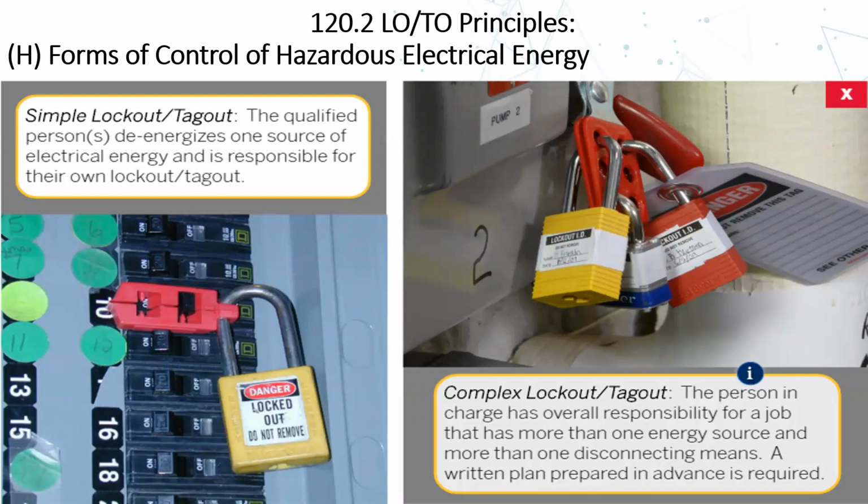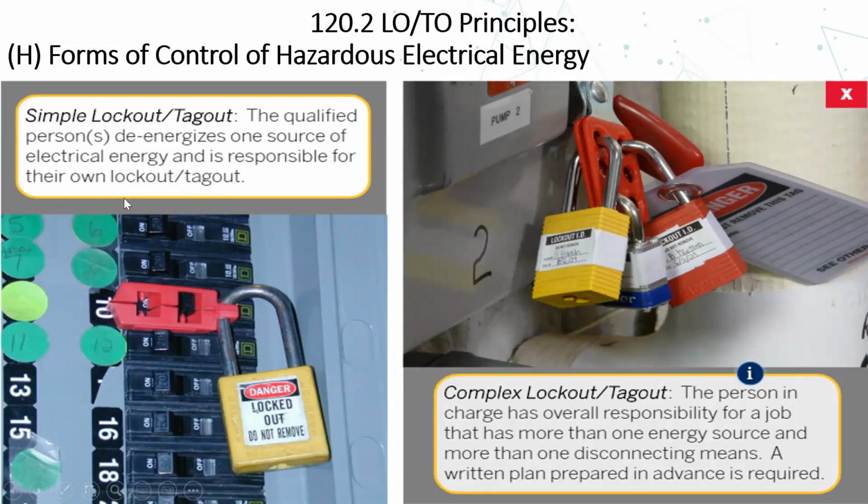The qualified person de-energizes one source of electrical energy and is responsible for their own lockout and tagout. Here you can see that the simple lockout and tagout does not mean that only one qualified person will be performing the job. Here it is singular as well as plural. The qualified person or persons de-energize one source of electrical energy and are responsible for their own lockout and tagout.